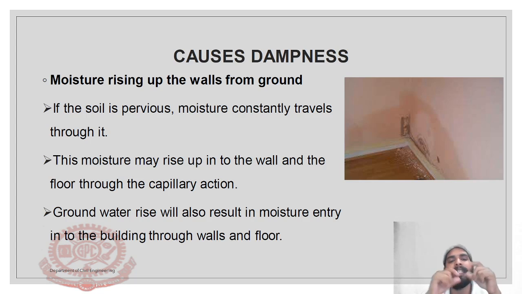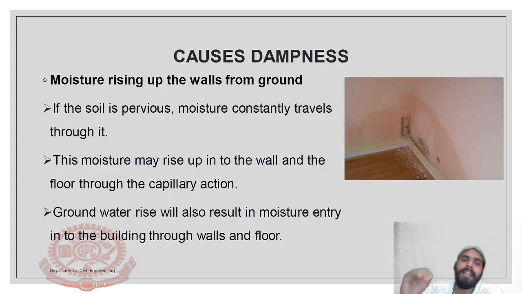Then groundwater rise will also result in moisture entry into the building through the walls and floor, right? That is very, very important. When the groundwater level rises, that is during the monsoon seasons, what happens? During the rainy season, the groundwater level may increase. This may deteriorate the building. Why does it deteriorate the building?